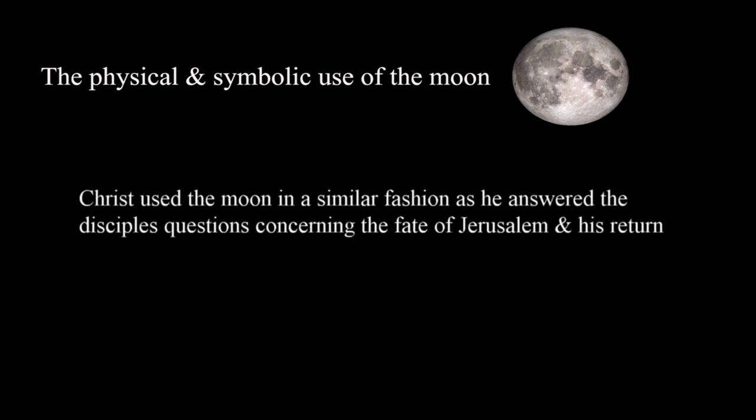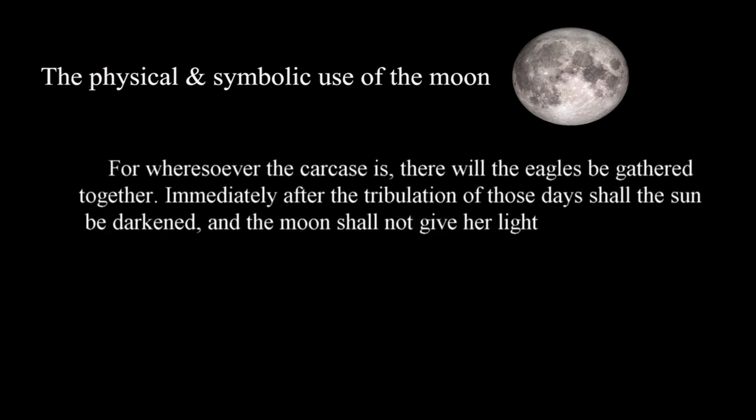As Christ answered the disciples' questions concerning the fate of Jerusalem and his return, he describes that time in similar terms. "For wheresoever the carcass is, there will the eagles be gathered together. Immediately after the tribulation of those days shall the sun be darkened, and the moon shall not give her light," in Matthew 24:28 through 29. I'll discuss Matthew 24 in more detail in another lesson, but this prophecy refers to the fall of Jerusalem in AD 70. Mark records this in his gospel account in Mark 13:24.